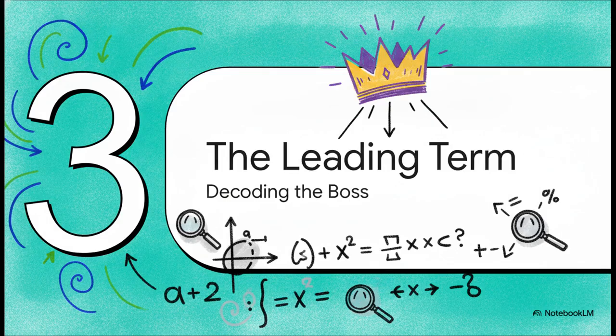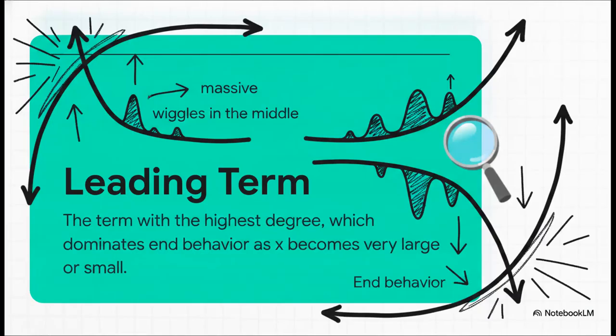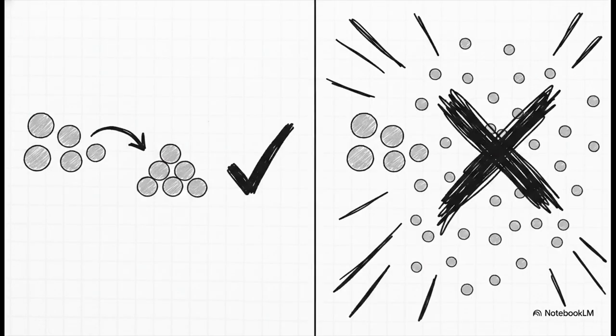Let's jump into section 3, decoding the leading term. So before we do literally anything else with a polynomial equation, we have to track down this leading term. Why? Because this term, the one with the highest degree, is the boss. It completely dominates all the other terms as our x values get massively large or massively small. Sure, the other smaller terms might add some wiggles in the middle, but the leading term's massive growth controls the end behavior of the whole entire graph. It tells us exactly where the graph starts on the far left and where it ends up on the far right.